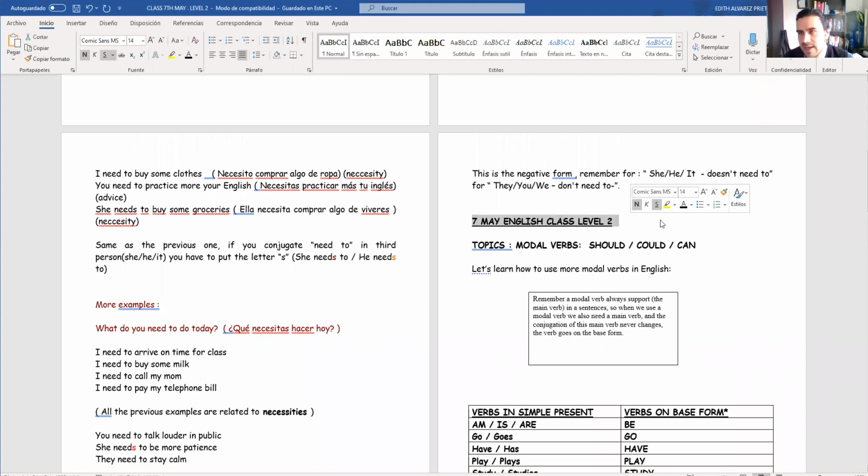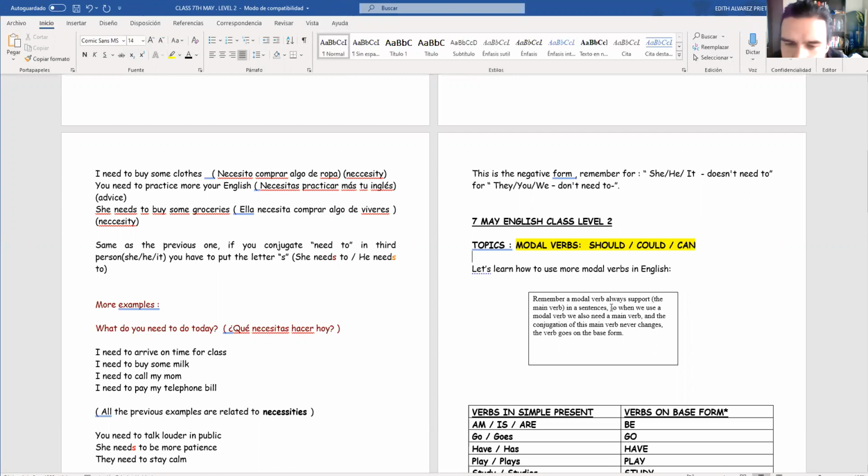We are going to learn, it's May 7, English class today. I'm going to explain two, three other modal verbs that you have to use in English, or they are very common in English, okay? So we are going to learn how to use the modal verbs should, could, and can, okay? Should, could, can, all right?